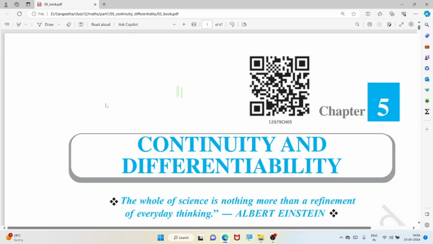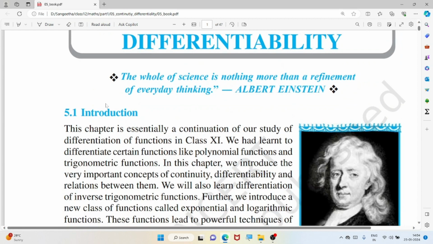Okay, we will see some important points in the class 12 maths chapter 5, continuity and differentiability.